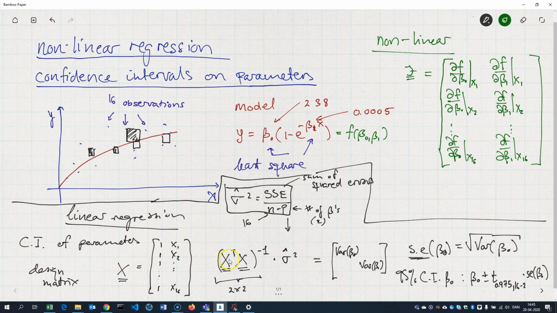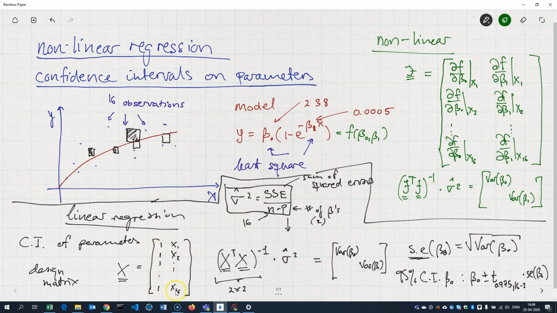And then I just transpose it, multiply it by itself, take the inverse and multiply it by the variance estimate, and then I get a matrix, just like for the linear case, in which I have the variance of beta naught, variance of beta 1, and so on. So it's exactly the same procedure, except that I don't use a design matrix like this, I use a Jacobian matrix.